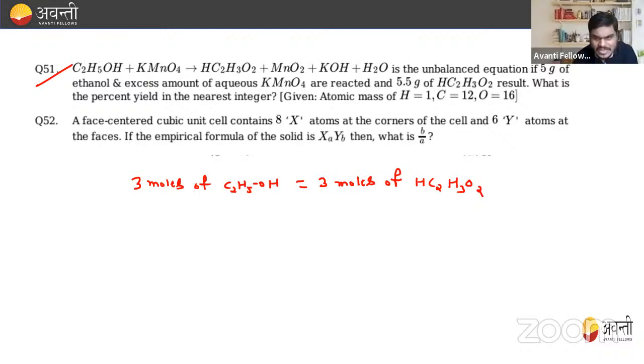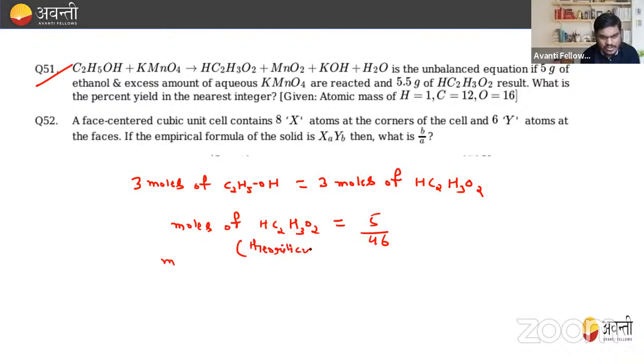Now, what is the moles of this HC2H3O2? We calculate moles as mass upon molecular mass. The question says that 5 gram of ethanol and an excess amount of aqueous KMnO4 are reacted. So this way, 5 divided by the molecular mass, that is 46. Now, the moles of this is the theoretical value, according to the question.